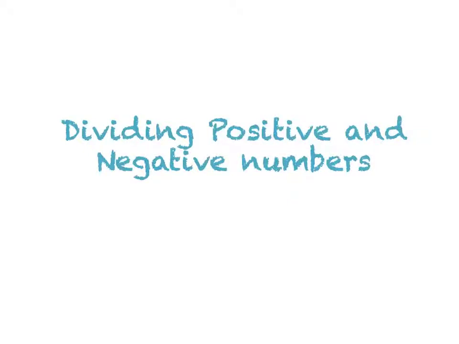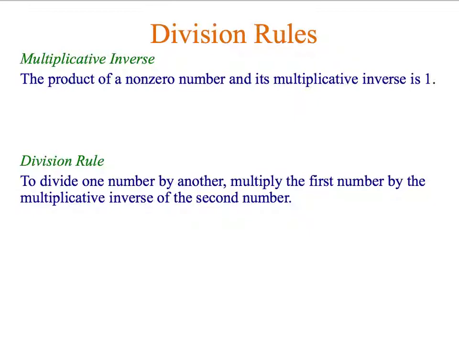Dividing positive and negative numbers. Just like the other operations, division has rules as well. The first thing you need to know when it comes to dividing positive and negative numbers is the multiplicative inverse. Although this is a multiplication property, it's super helpful when we're dividing.